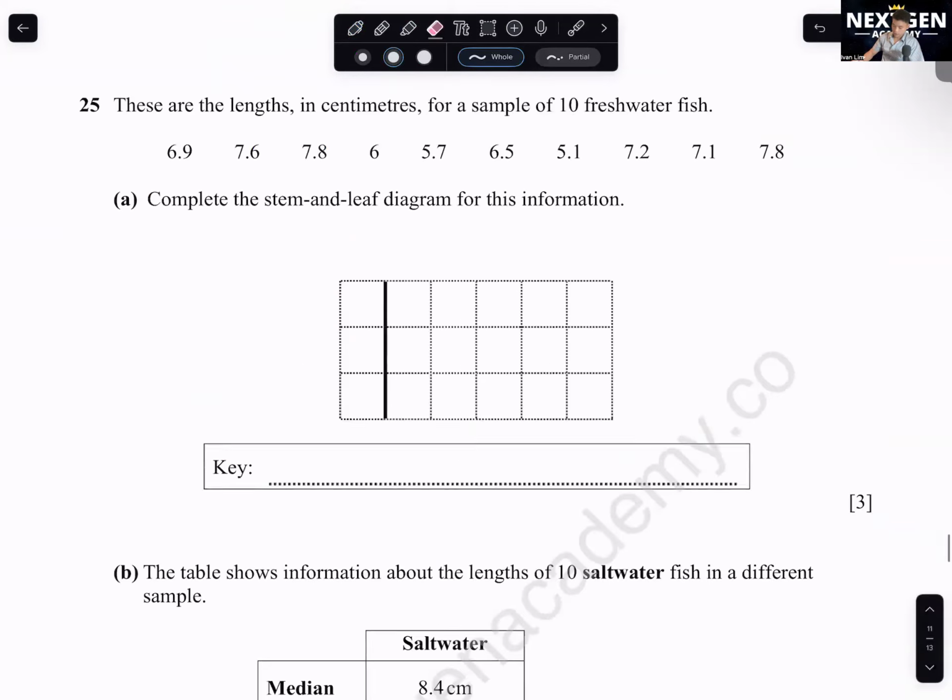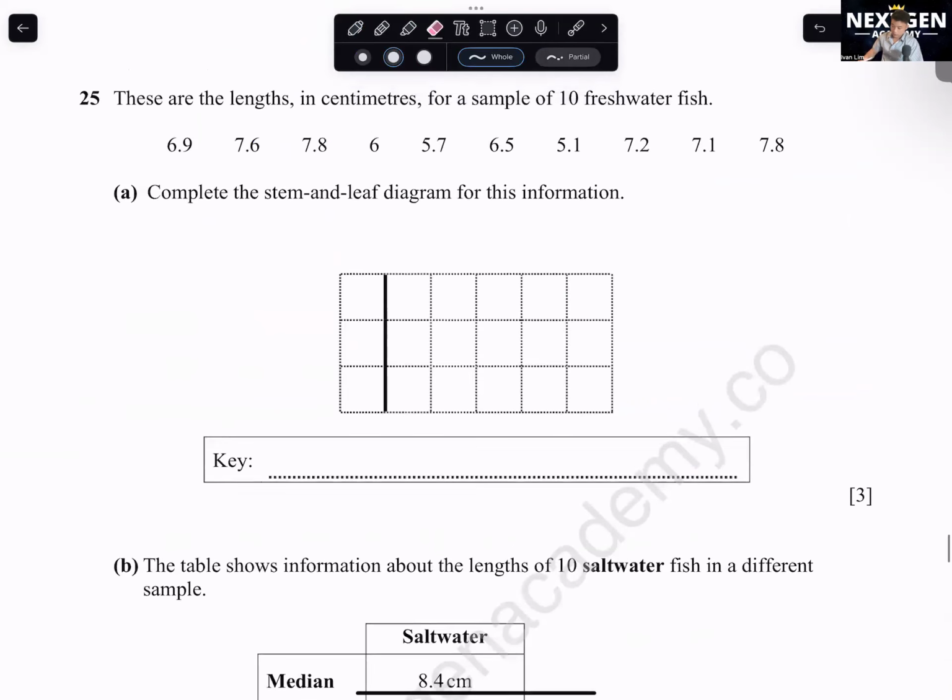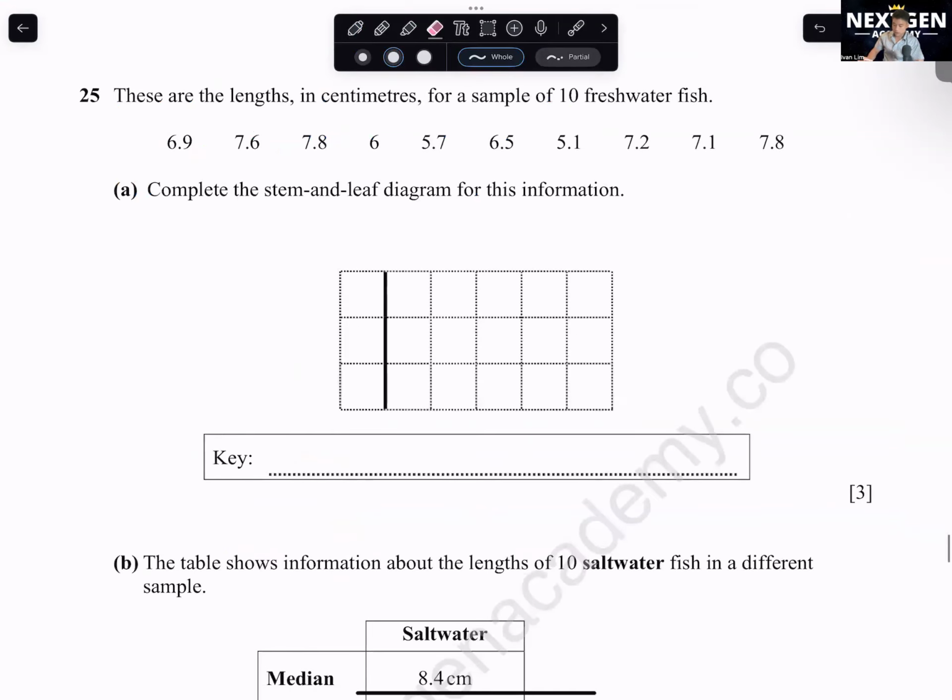Okay, the next one. This is called a stem and leaf diagram. A stem and leaf diagram is pretty easy to understand. You just need to put the values in groups. So we see which one is the smallest value and the biggest value first. Based on here, the smallest is 5.1 and the biggest is 7.8. So we will put them into groups: 5, 6, and 7 first. So these are the groups.